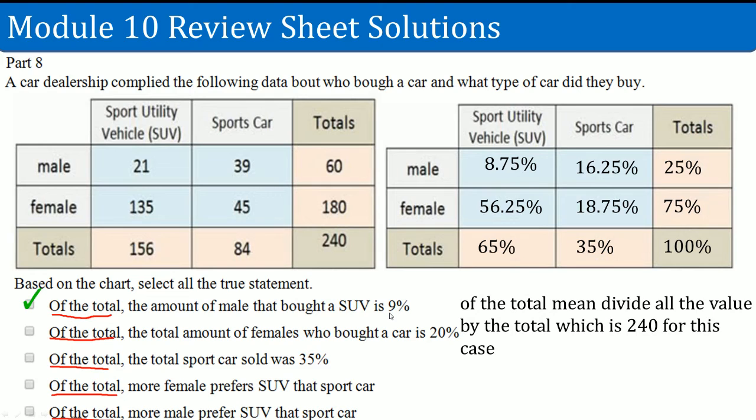Of the total amount of females who bought a car is 20%. Female bought a car. No, it wouldn't be bought a car, which is both of these. Nope, it would be 75%. So this one is wrong.